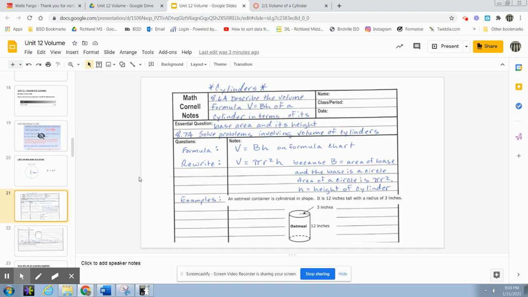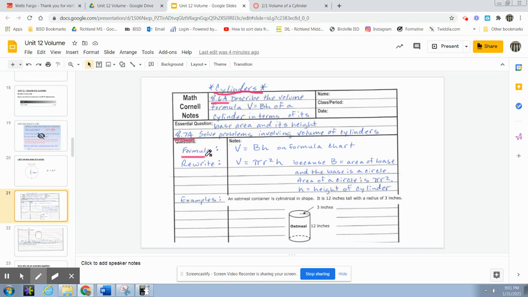Here's the notes. You have these given to you, and I would like you to turn to that page now. I would like you to highlight a few things. This is cylinders. We have 3 shapes in this unit. We have cylinders, cones, and spheres. We're going to do cylinders first. We're going to put 8.6a, which is describing the volume formula as V equals capital BH. And then also 8.7a, which is solve problems involving volume of cylinders.